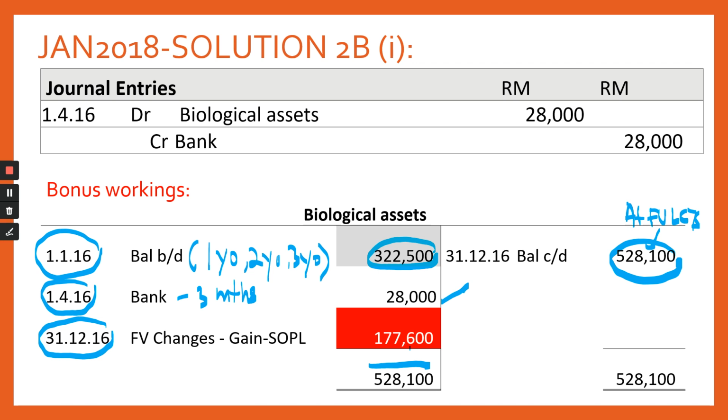However, if you are asked to prepare a biological asset account, you must show all these entries. What are the acquisition, what are the beginning balance, and what are the fair value changes. But in this question, you are asked to just show the carrying amount. This is not necessary, this biological asset account. But if you are asked to show the biological asset account, the ledger column, you need to do this.